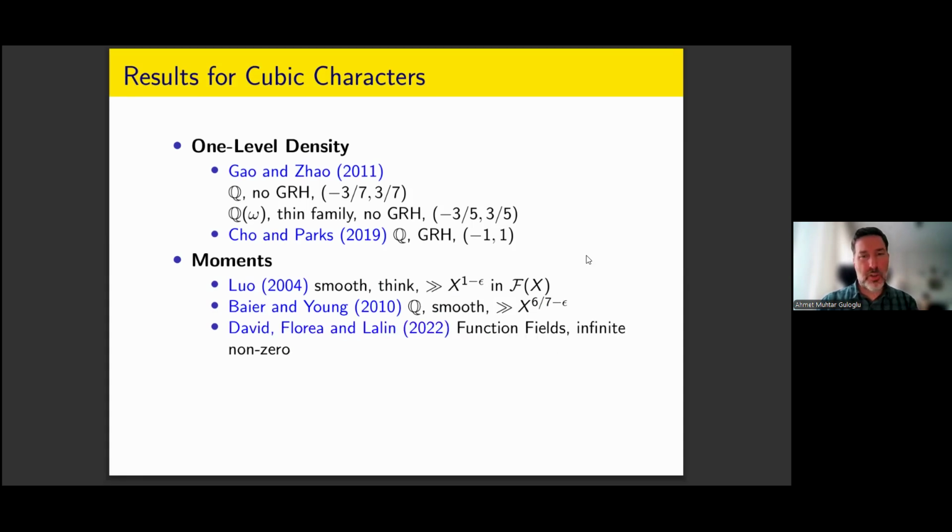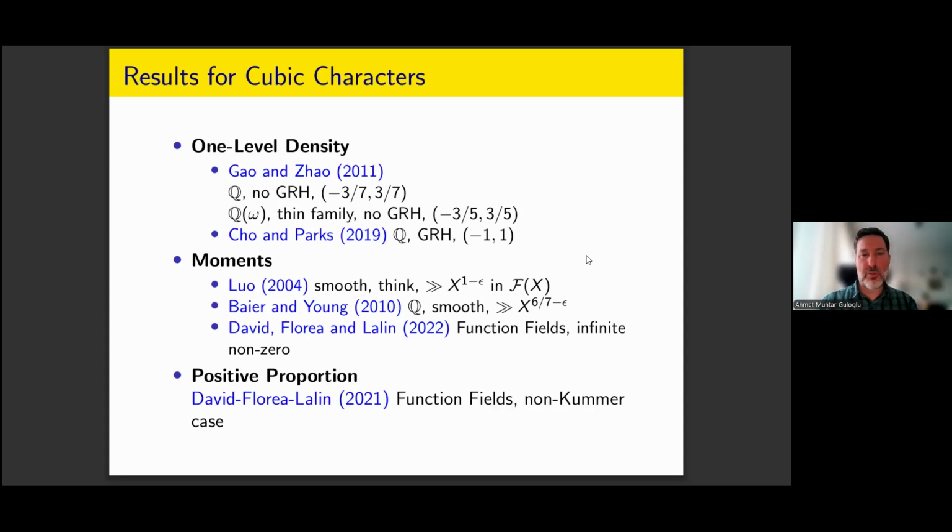Finally, we have an infinite number of non-vanishing obtained over function fields, and after that, even though the years don't show that, they obtained for the non-kummer case a positive proportion for the same family, 2020.